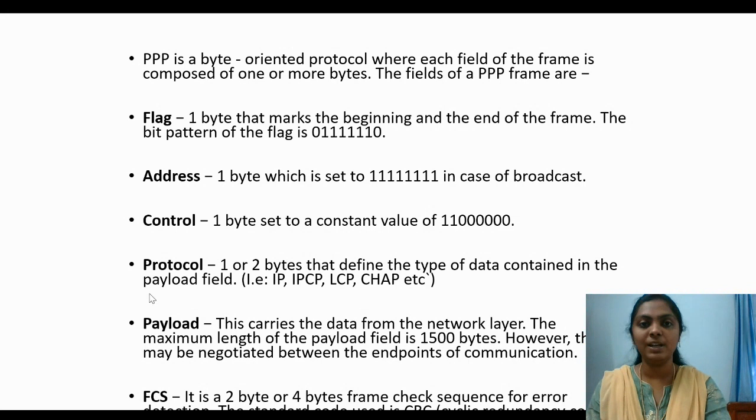And coming to the payload, this contains the data which has been sent from the network layer. And here the specification is the maximum length is 1500 bytes by default, and this can also be negotiated. And finally, the FCS, which is the frame check sequence. This is helpful for the error detection process. And for error detection, the CRC, cyclic redundancy check, is being utilized.